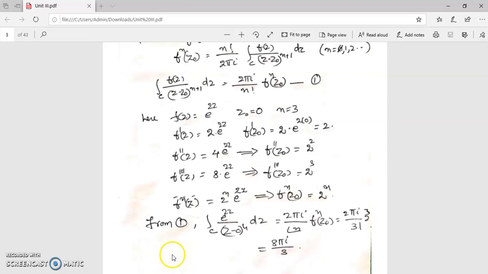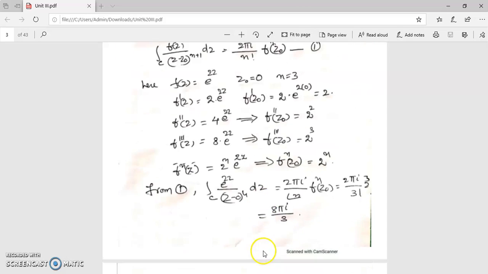So by the formula, integration of e power 2z by z minus z0 to the power 4 dz is equal to 2 pi I by factorial n into the third differentiation, that is 2 cube, that is 8 pi I by 3.